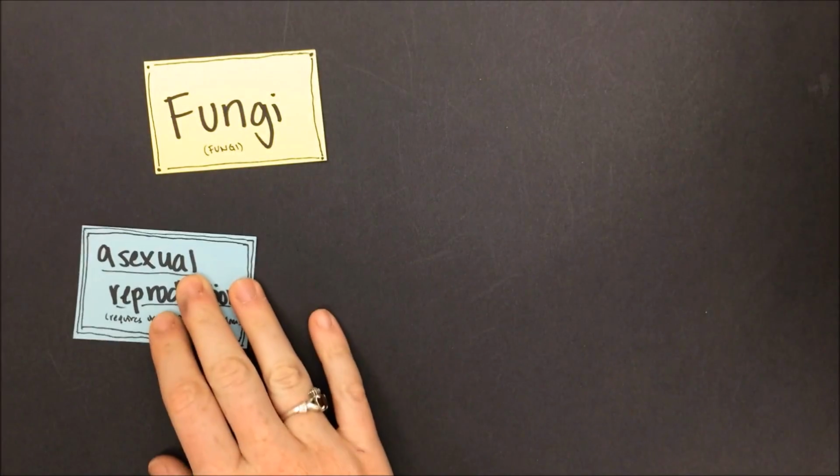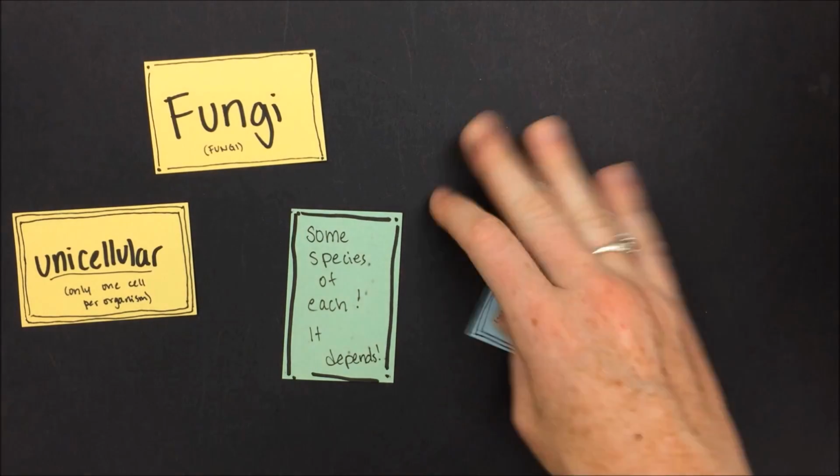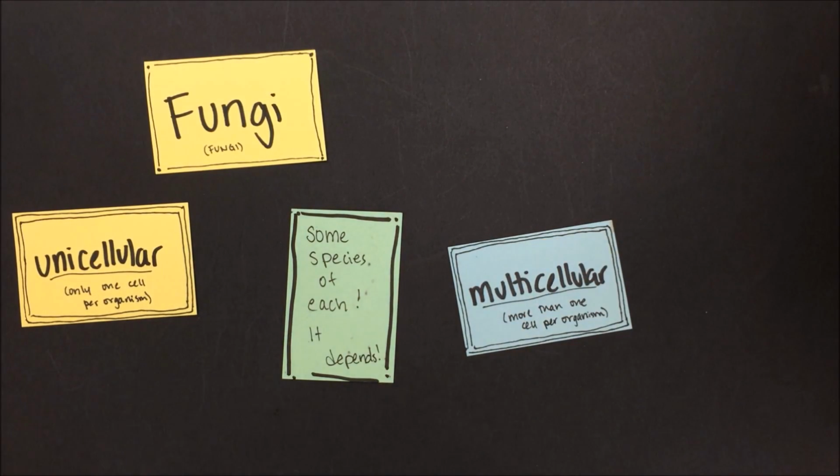Fungi can reproduce using asexual reproduction or sexual reproduction. There are some species of each. Fungi can also be unicellular or multicellular. It depends on the species.